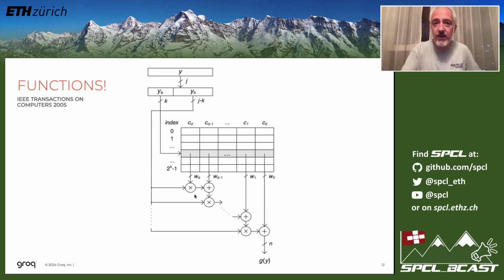Here, just to show the structure, you have bits coming in, you split it into 2 parts, you go into a table. In the table, you read all of your coefficients. The coefficients go into a polynomial, and then you get the result out for a function. Very standard, easy way to do this.